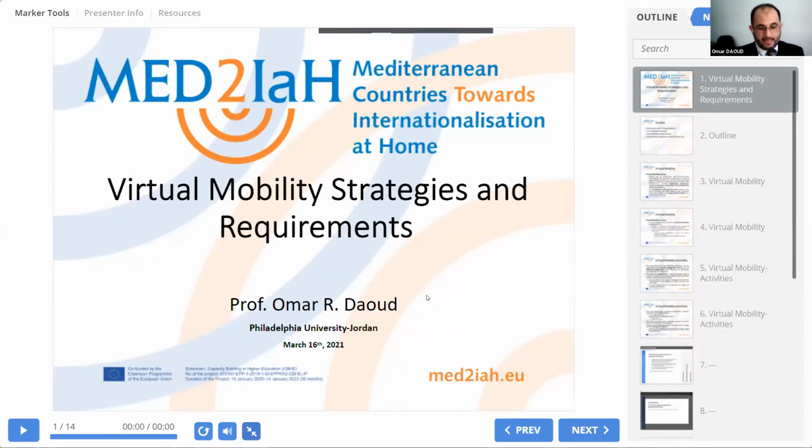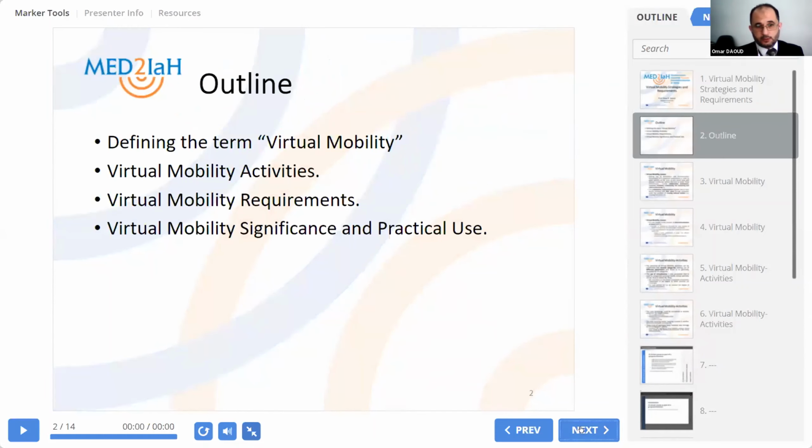Actually, as Nadia said, I'll talk about virtual mobility from different levels. I'll be focused on strategies and requirements for virtual mobility. Therefore, this talk will be about defining the term virtual mobility, taking virtual mobility from the activities point of view, requirements, significance, and practical use.